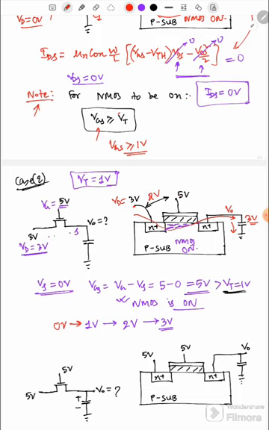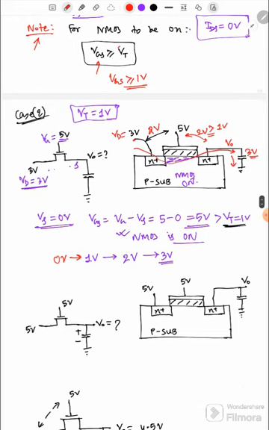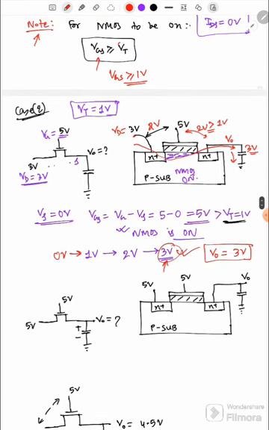So here this is 2 volt, and after charging also this is 2 volt, which is greater than or equal to 2 volt. That means the NMOS will be on and it will conduct current throughout these 3 volts, and it is charging up to 3 volt. This is the final output here, 3 volt, right? Okay, good. So then we will be moving to case number 3.